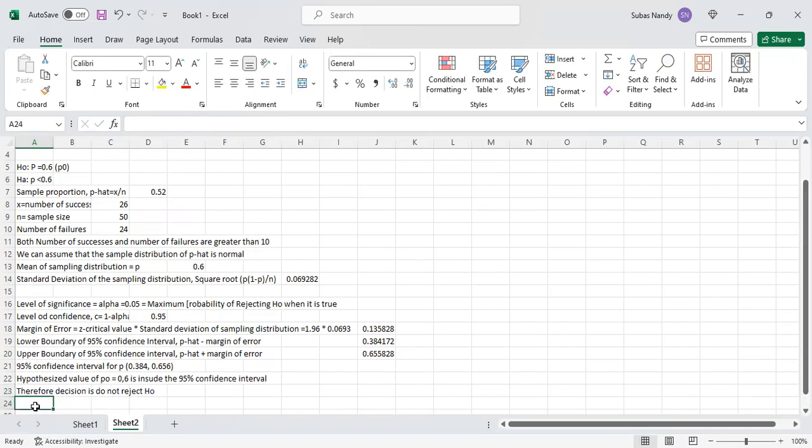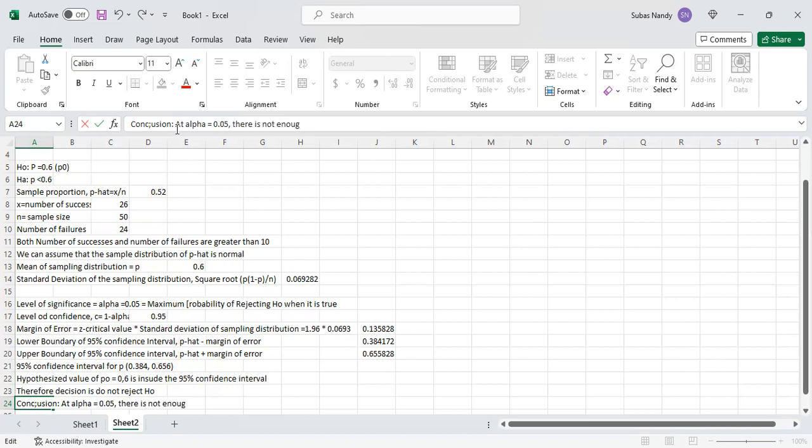So the conclusion is: at alpha, the level of significance, equal to 0.05, there is not enough evidence to support HA.